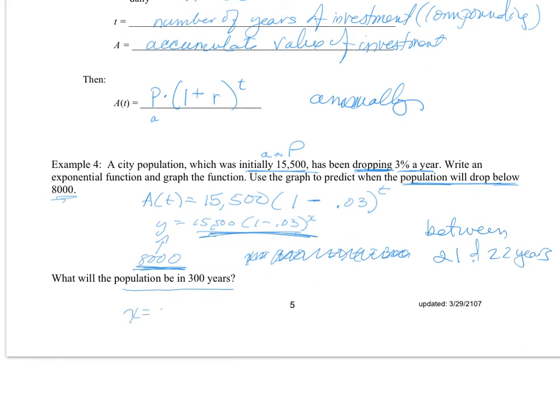Now, the next part of the problem is asking what will the population be in 300 years? So now I'm actually looking for when x is equal to 300. So what am I doing? I'm using the same formula, but now I know t. So I can just look for when t, or x, is equal to 300. Replace the x with 300. And what are you going to get? How many people will be left? Well, if I evaluate this, I'm going to get 1.667. Now, since these are people, you have to round down. You can't have fractional parts of people. So there will be one person left in 300 years.